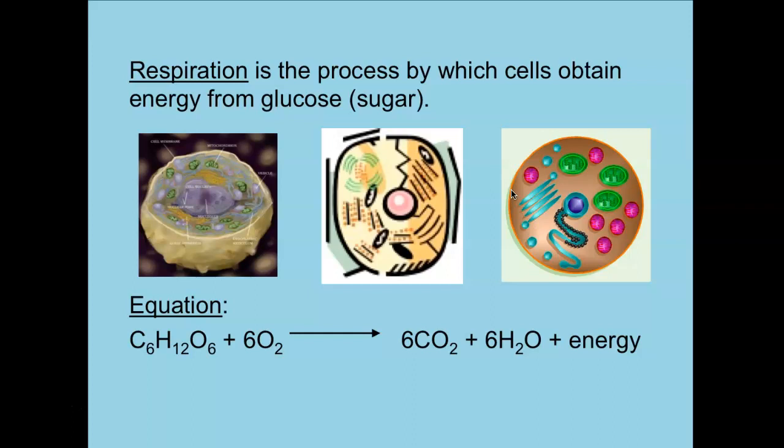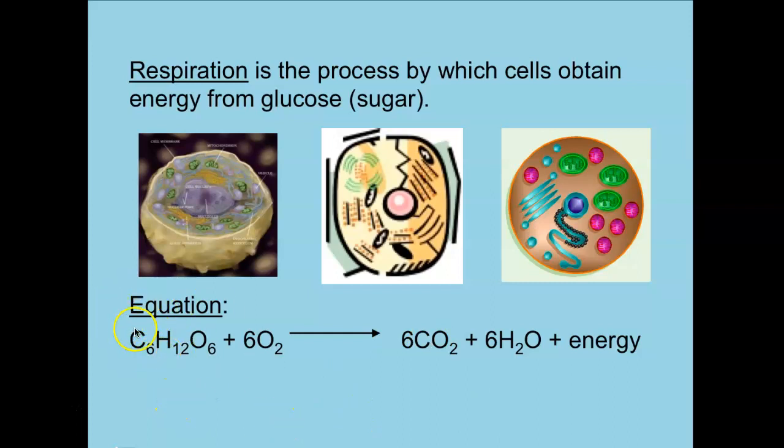Respiration is a process by which cells are going to obtain energy from glucose. So glucose is sugar, C6H12O6, and the source of that particular sugar is the food that we eat. So we're going to talk about how that sugar is then broken down in the mitochondria during the process of cellular respiration. This is the equation for cellular respiration.